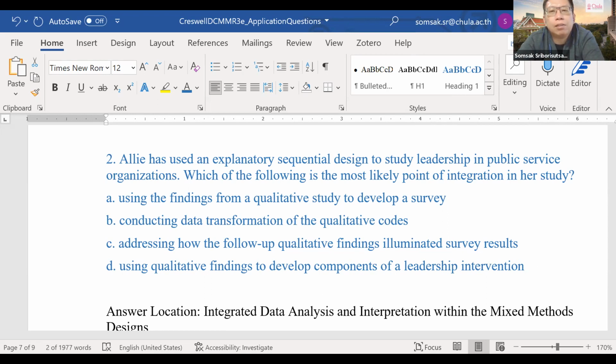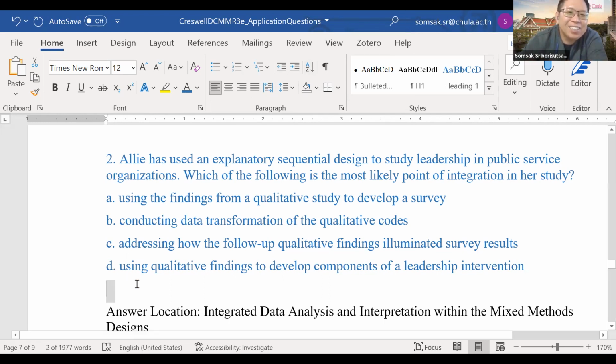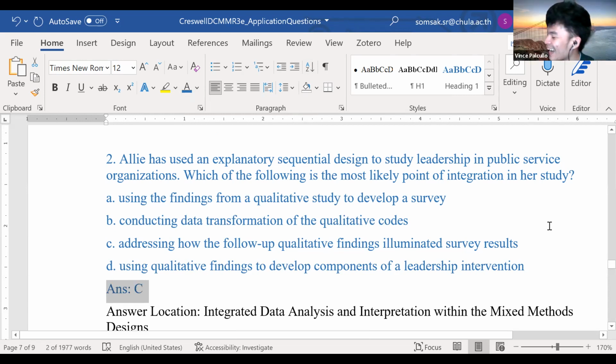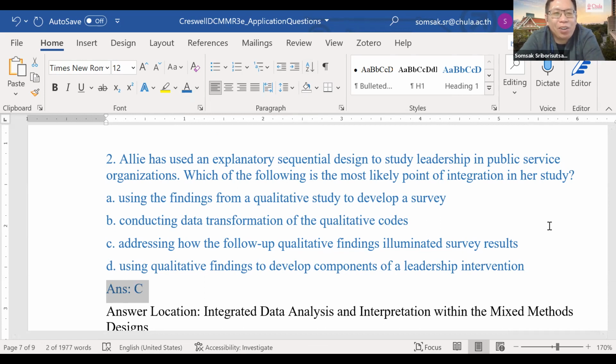The keyword is integration. I'm torn between C or D. I will opt to choose letter D. D? Okay. So the correct answer is C, cat. Oh, my God. Don't worry. I chose between C or D, but yeah. Okay.